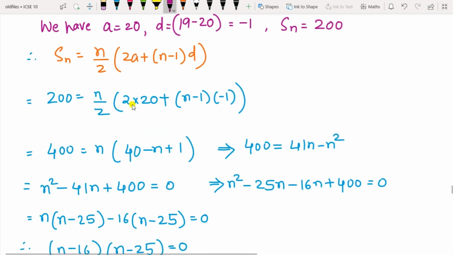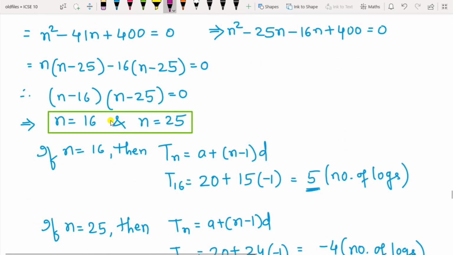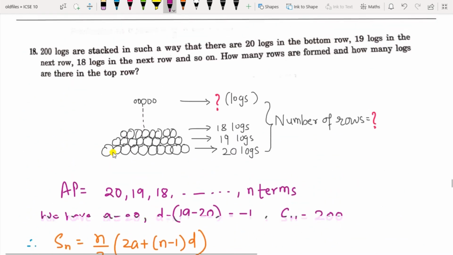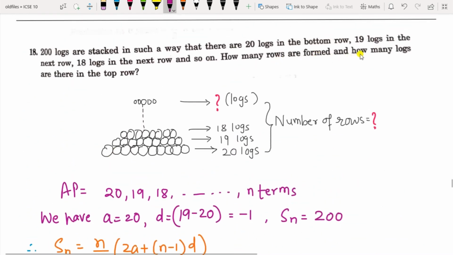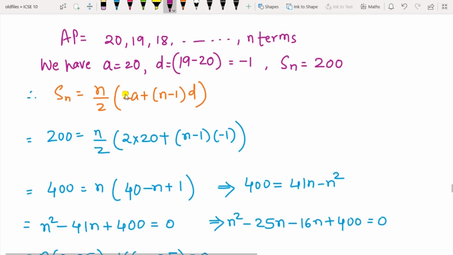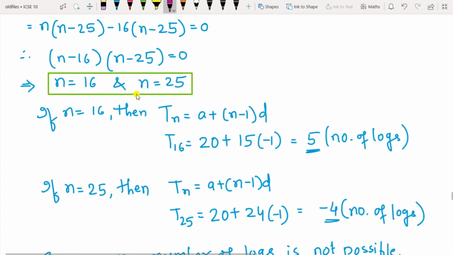By solving this, you will get this quadratic equation, n square minus 41n plus 400. Solve this equation, you will get the value of n as 16 and 25. Okay. Now, how many rows are formed and how many logs are there in the top row? Now the logs in the top row, if n is 16, you have to find the logs in the top row.